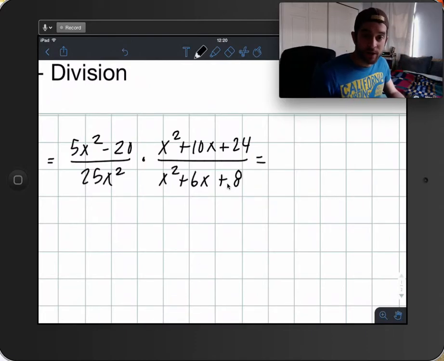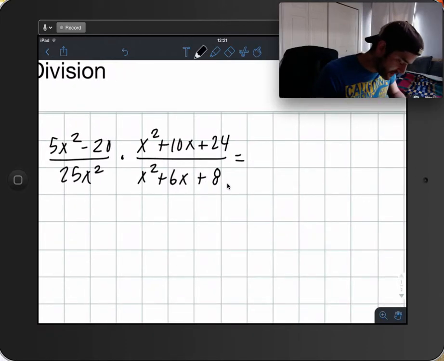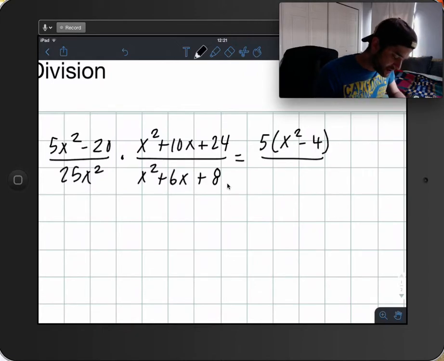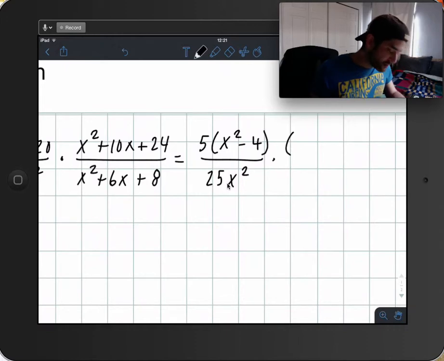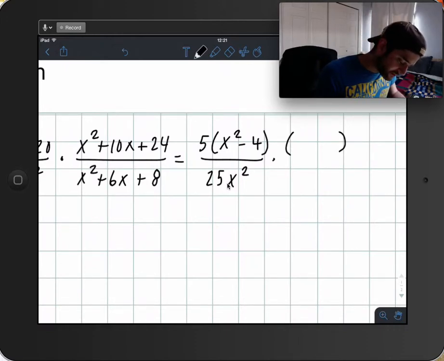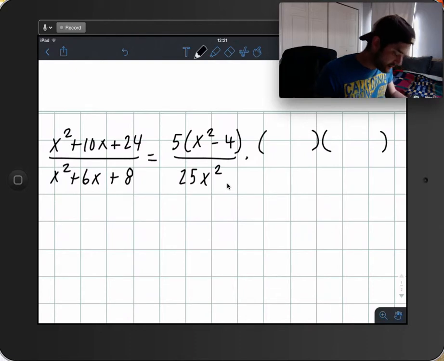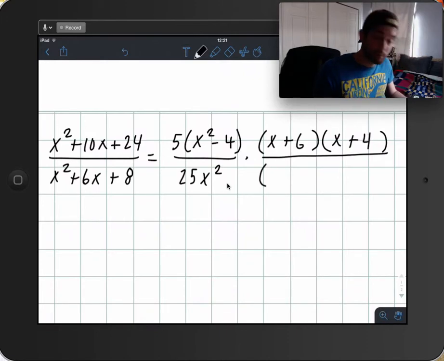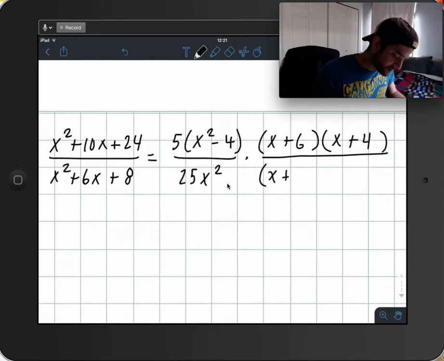And like with multiplying rational expressions, I'm going to factor everything first before I multiply. So 5 times (x squared minus 4) divided by 25x squared. That really can't get reduced much yet. And then x squared plus 10x plus 24, since it's a quadratic trinomial, factors into (x plus 6) and (x plus 4). And x squared plus 6x plus 8 is (x plus 4) and (x plus 2).